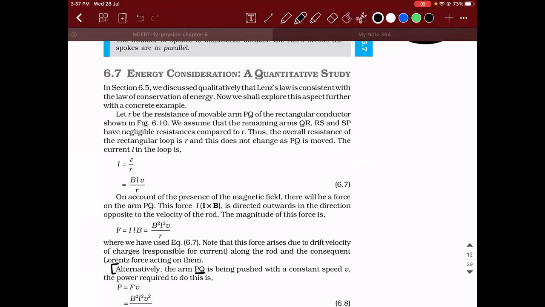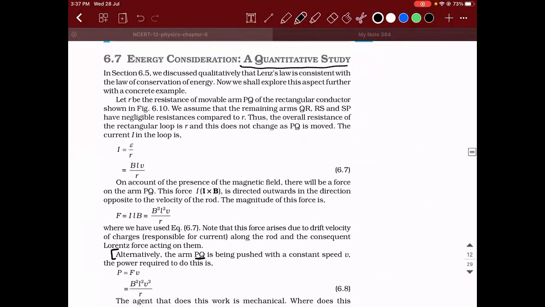So, energy consideration, a quantitative study. We took this conductor PQ, right? You had a metallic frame, you took the conductor PQ. Let's say small r is the resistance of the movable arm PQ of the rectangular conductor shown in figure 6.10. We assume that the remaining arms QR, RS, and SP have negligible resistance compared to PQ.